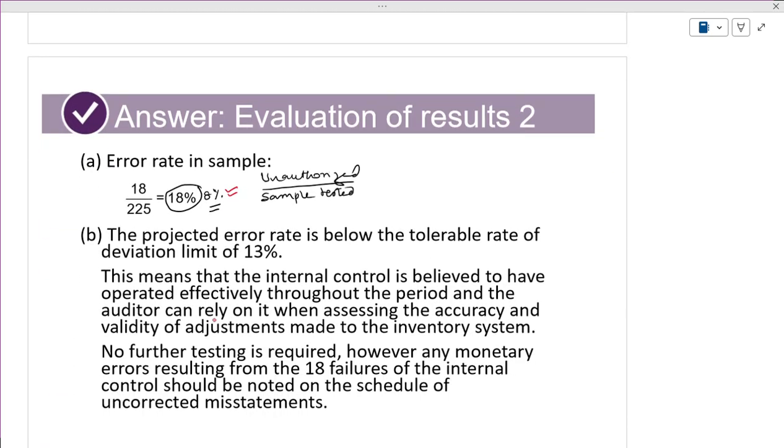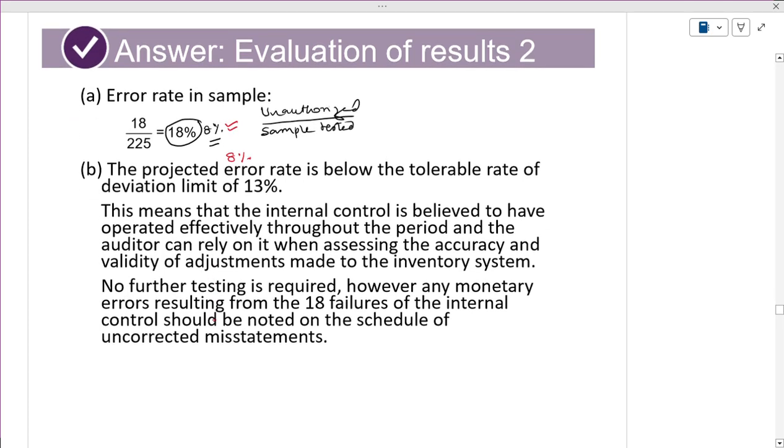Here they have said the projected rate is below the tolerable limit. The projected error rate is how much? 8%. If we went by 18%, it would not work out. It will go by 8%. The projected error is 8%, which is below the tolerable rate of deviation of 13%. This means that the internal controls are to be believed to have operated effectively throughout the period.